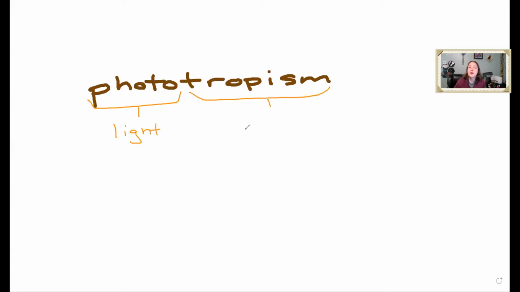Tropism comes from a Greek word, tropos. Hear how they're kind of the same? And tropos means to turn. So phototropism means when plants turn towards the light. That's what we're going to talk about today. We're going to look at some examples and we're going to talk about how plants turn to the light. Why do plants turn to the light? All of that cool stuff.